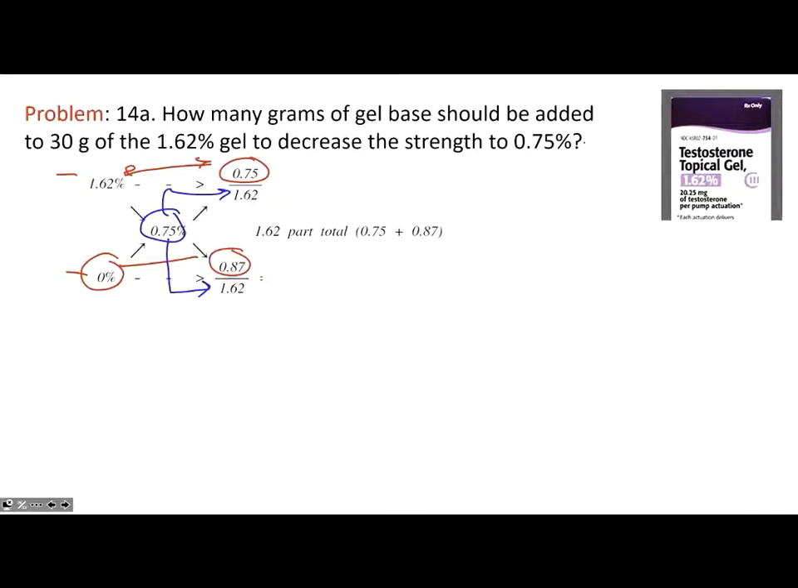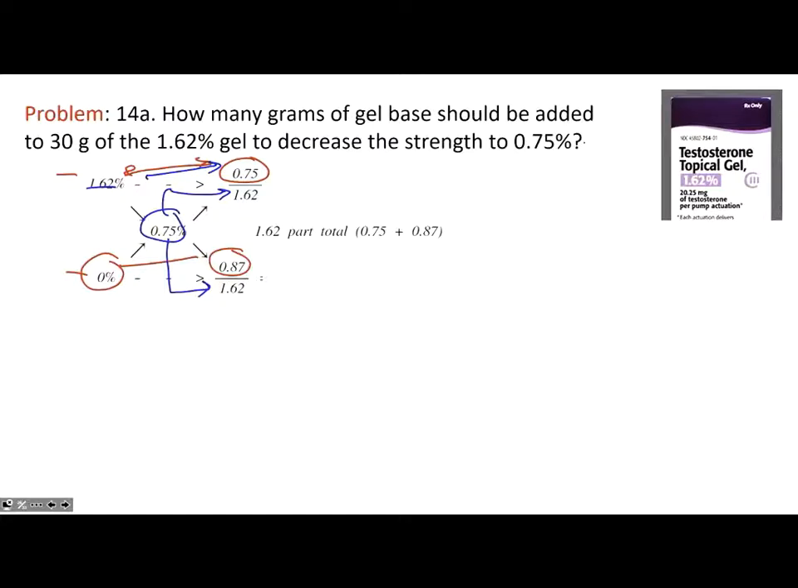Once you set that up, the math is easy to do if you just remember those couple of steps, because now you just got to ask yourself, so what do I know? I know I have 30 grams of something. It's 30 grams of what strength? What do I have to begin with, right? It's 30 grams of the 1.62%. So essentially, that's this thing here, right? So that's the 30 grams I have, and that represents this.